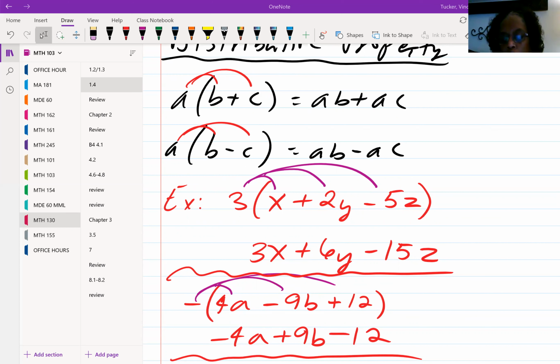Okay, I missed some of that. Now you said that's a 4A inside of the parentheses? Yep, that's 4A minus 9B plus 12. And so when you distribute that negative that's sitting on the outside of the parentheses, it's going to change each one of the signs that are in the parentheses. So now you have a -4, a +9, and a -12. Oh, okay, I get it now. Yep. Thank you. Yep, yep.